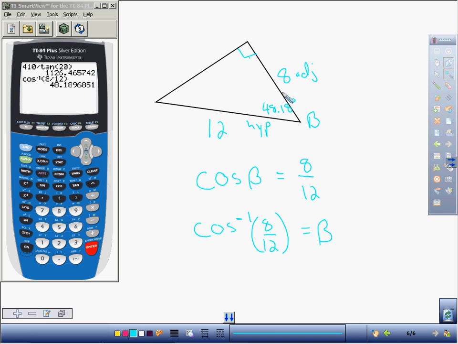Given a right triangle, you need to have two things. You need to have either two sides to find an angle, or you can have a side and an angle to find another side. Let's do one more.